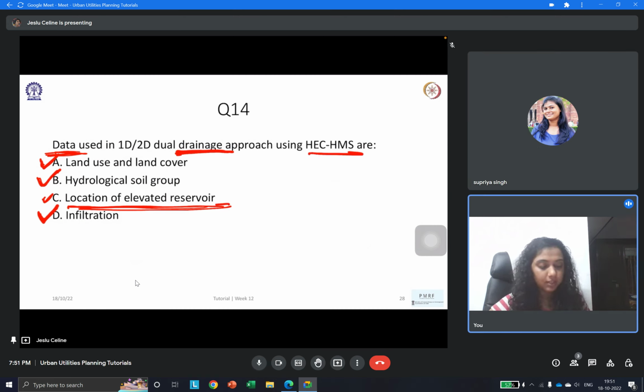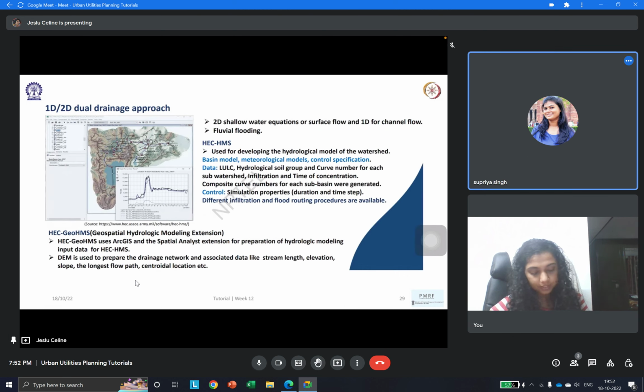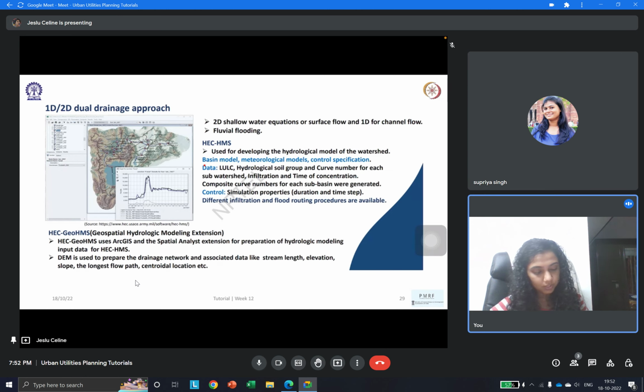So this software which we are using is for drainage. Data used in 1D, 2D dual drainage approach is what we are talking about. So location of elevated reservoir is not required over here. We only need these three data. Other data are required, of course, but from the options, this data is not required. Correct. Fine. So this is the data requirement which we learned.